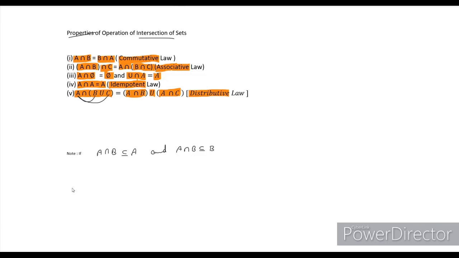Dear students, I have a question for you. Definitely a simple one. If A is contained in B, if A is a subset of B, then tell me what is A intersection B? Just comment and let me know your answer.